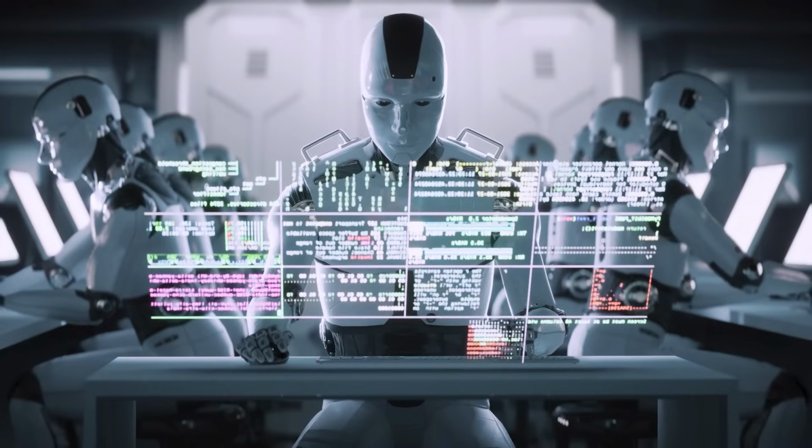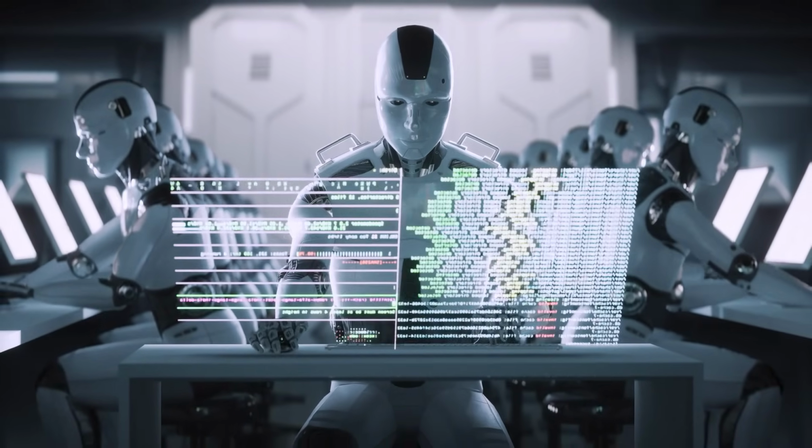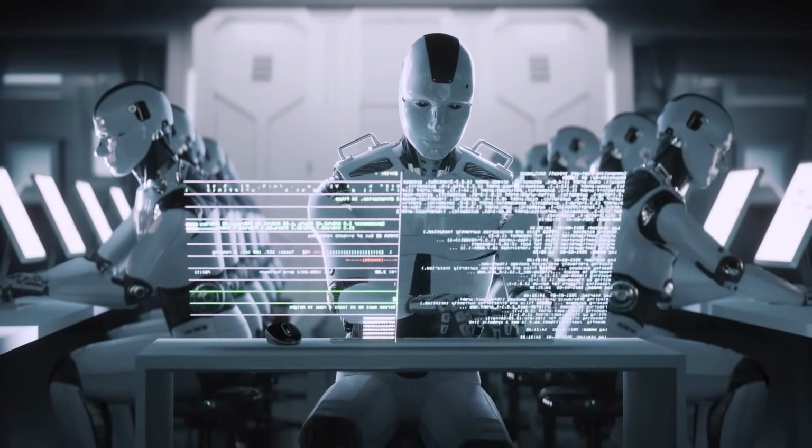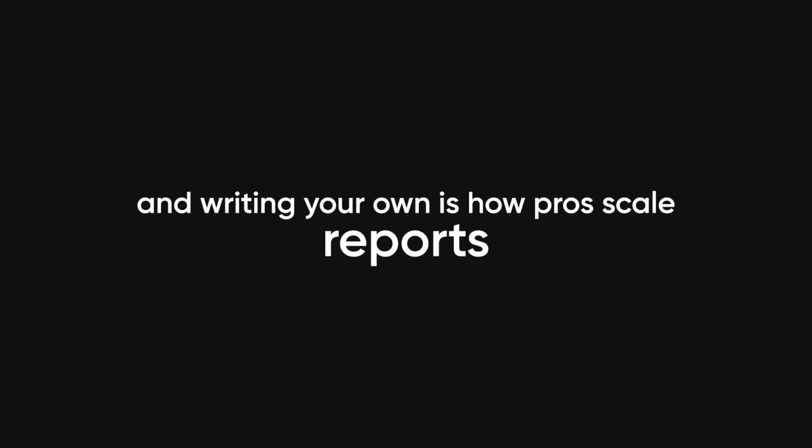The third is a templated community-driven vulnerability scanner, Nuclei style tooling, because the template ecosystem lets you automate the boring part of pattern matching across thousands of hosts and catch class-level issues long before you open Burp. Keeping templates up to date and writing your own is how pros scale reconnaissance into reports.